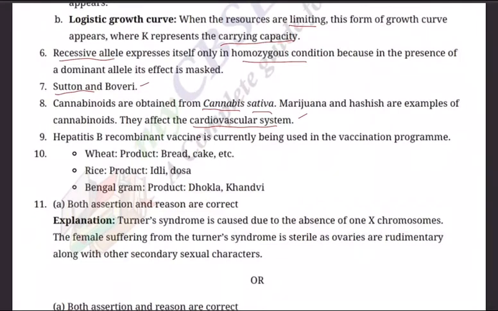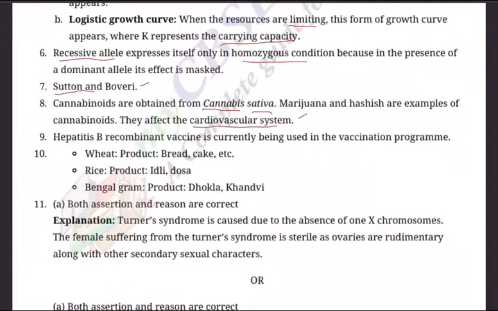Question 9. Which recombinant vaccine is currently being used in the vaccination program? Of course, you know, the hepatitis B recombinant vaccine is currently being used in the vaccination program.